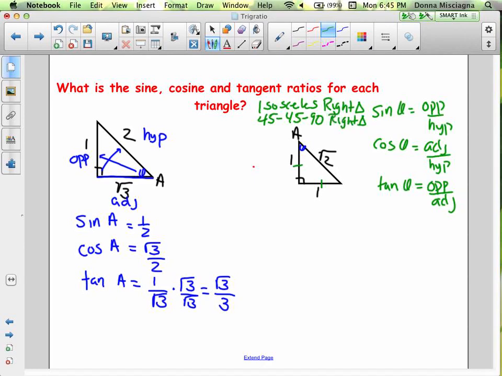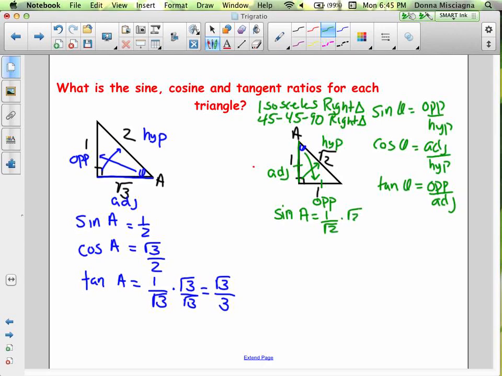So let's find its sine ratio for angle A. Let's label opposite, adjacent, and hypotenuse. Opposite from angle A is this side here, which is 1. The adjacent side is the leg that makes up part of angle A, so this is the adjacent. And always opposite the right angle is the hypotenuse. So the sine ratio for angle A is going to be the opposite side, which is 1, over the hypotenuse, which is the square root of 2.